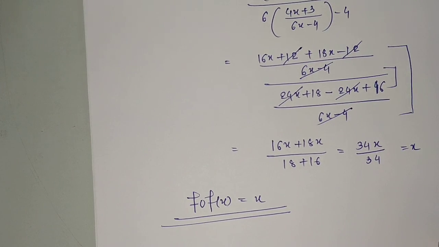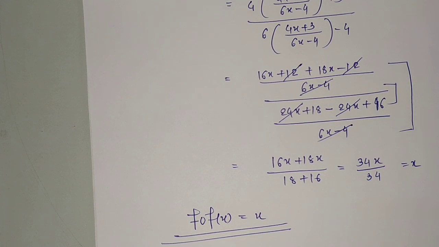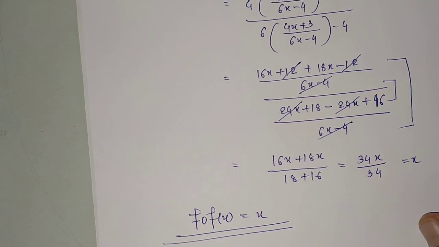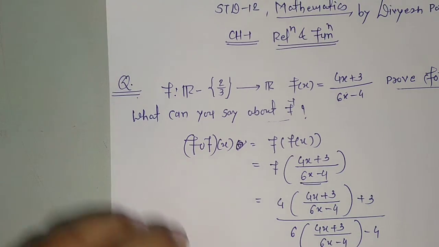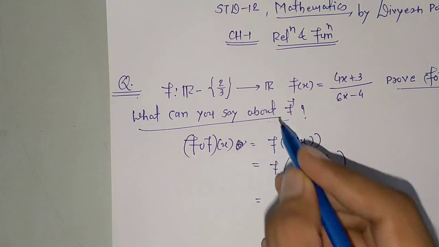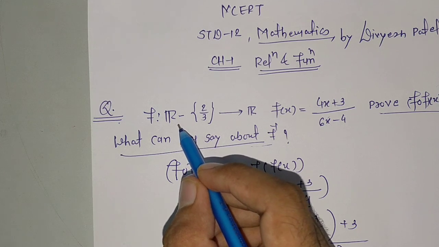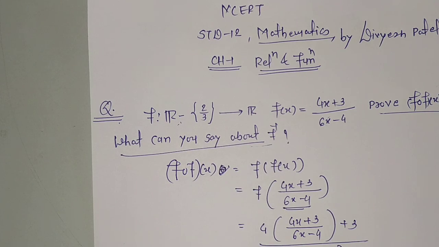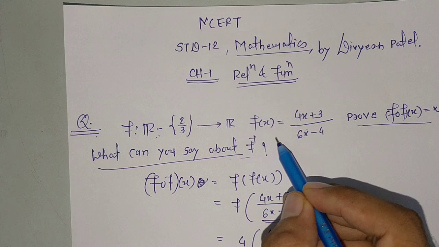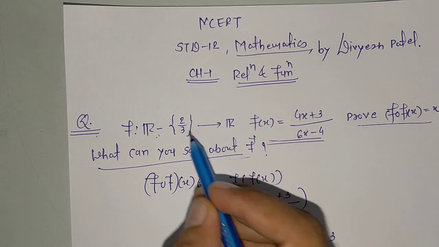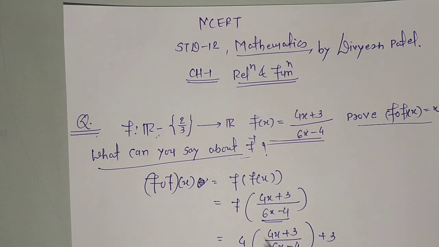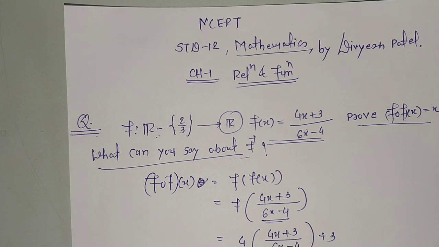Now the second question: what can you say about f inverse? Now see the domain part. The domain is real numbers minus 2/3. So for the function to be defined, the domain is R minus {2/3} and our codomain is R.